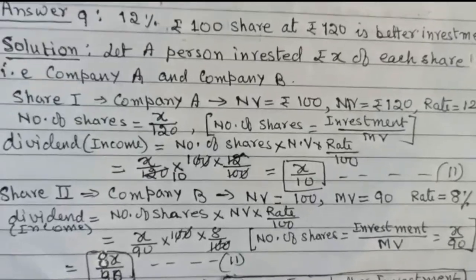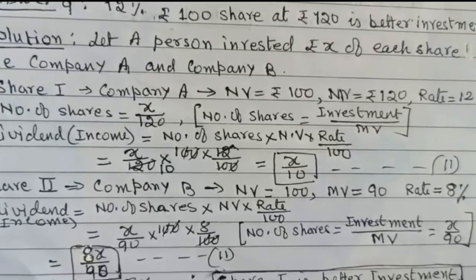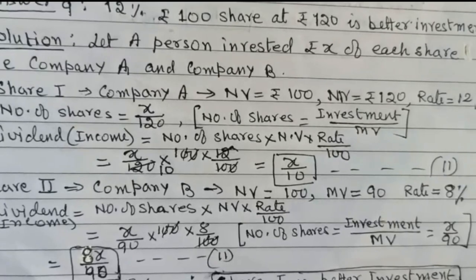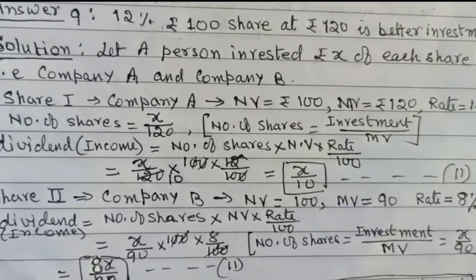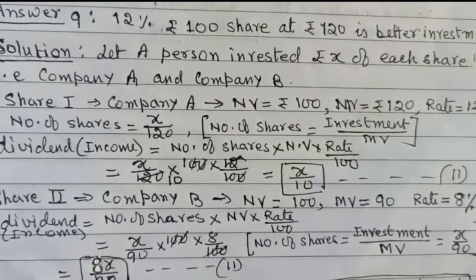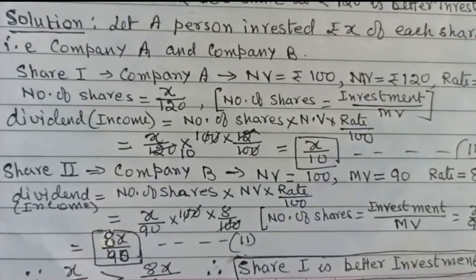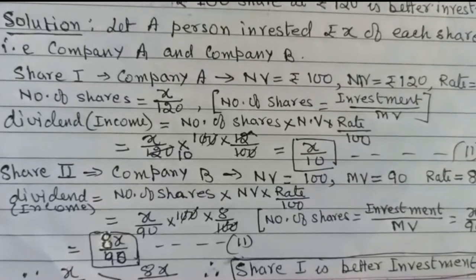Then for the second company, the number of shares is X upon 90. 90 is the market value. Into rupees 100, which is the nominal value, into 8, which is the rate of dividend, divided by 100. On solving, we get 8x upon 90.